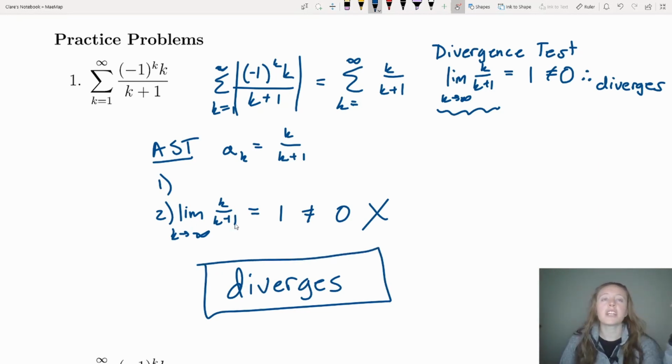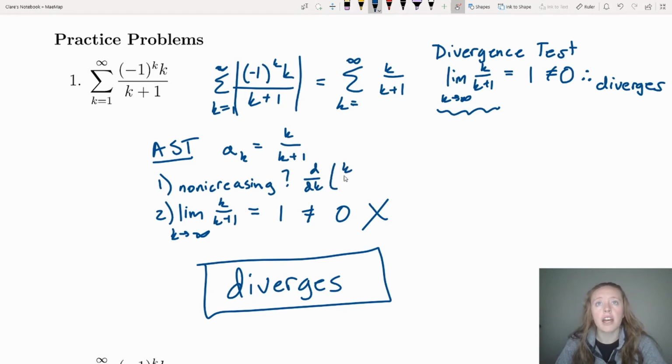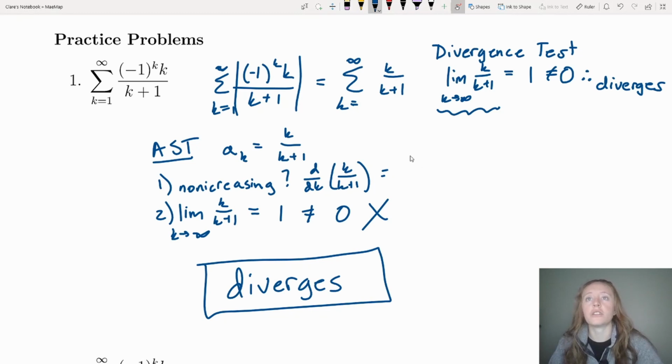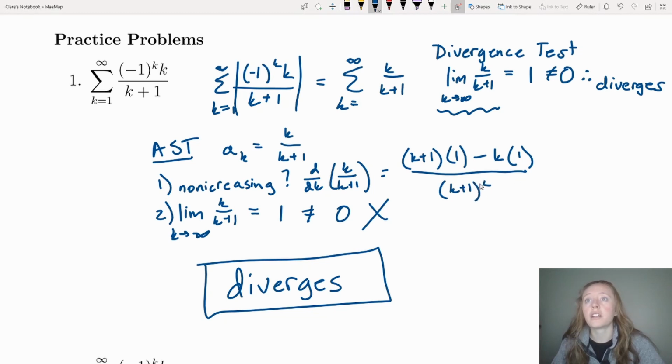And if you didn't realize you could do condition 2 before condition 1, you probably jumped into trying to show that it was non-increasing. So is it non-increasing? Well, if we take the derivative of k over k plus 1, we can go ahead and do low d high minus high d low all over low squared. Quotient rule, right? So low, k plus 1, times the derivative of the high, 1, minus high, which is k, times the derivative of low, 1, all over low squared, k plus 1 squared.